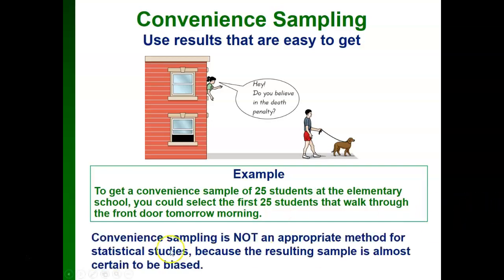But the problem with this is that it's not an appropriate method for statistical studies. And that's because the resulting sample is almost certain to be biased. For example, with the elementary school, if we pick the first 25 students that walk through the door, they're likely to have something in common. They're likely to be the ones that always get there the earliest. They may be a different type of students than the ones who walk in late. In some way, that sample is going to be biased.